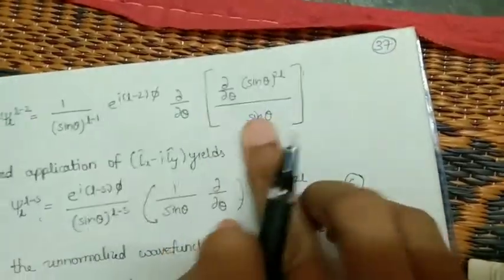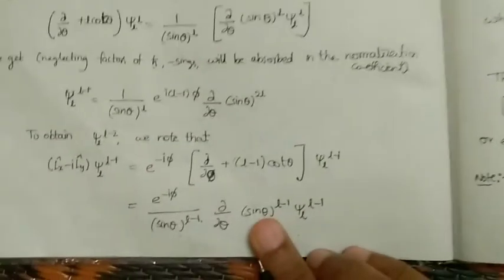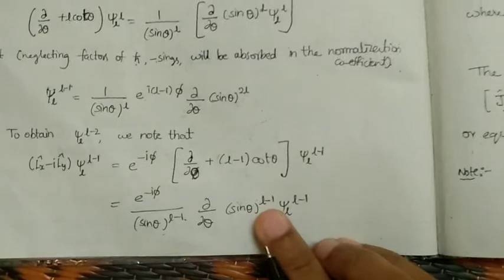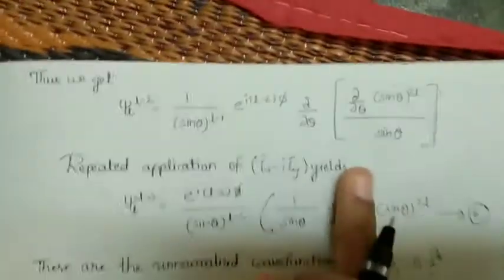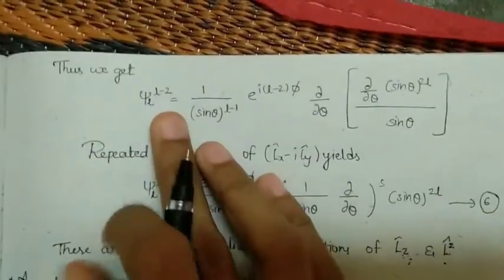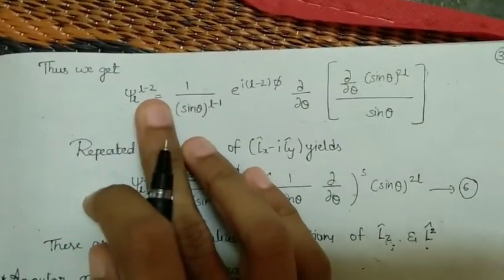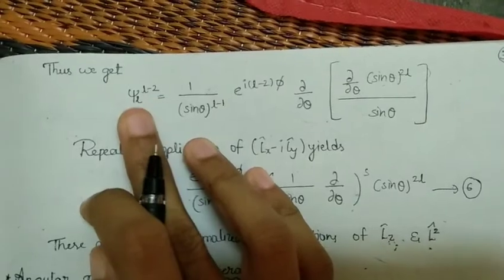So why are we getting 1 by sin θ? Here already sin θ to the power L-1 is there, and from here we are getting 1 by sin θ to the power L. So after cancellation, 1 by sin θ. So this is the equation we would have finally. So this is the wave function for m value m = L-2. So ξ_L^(L-2), the wave function, is of this form.